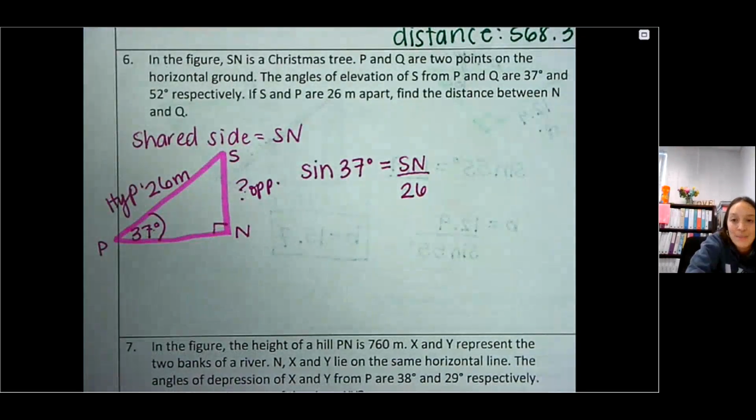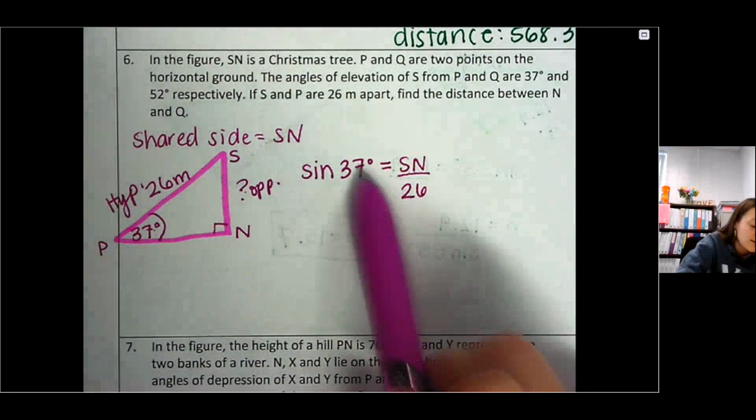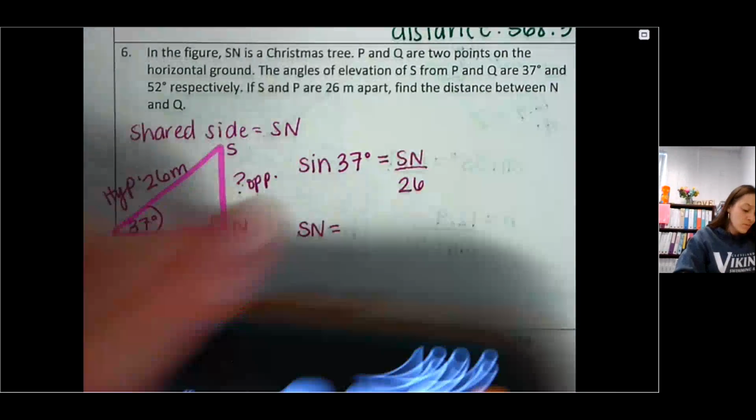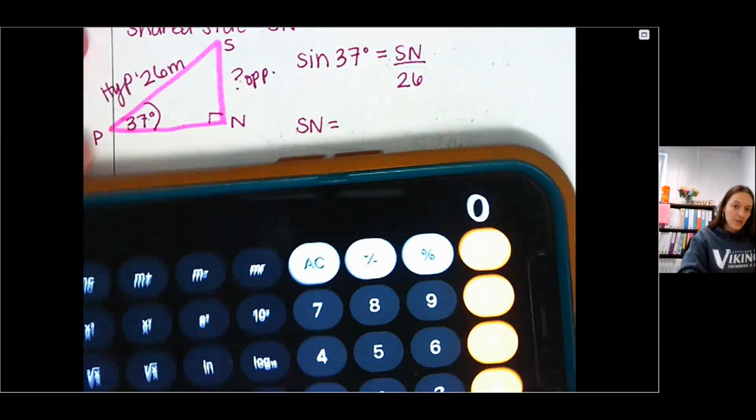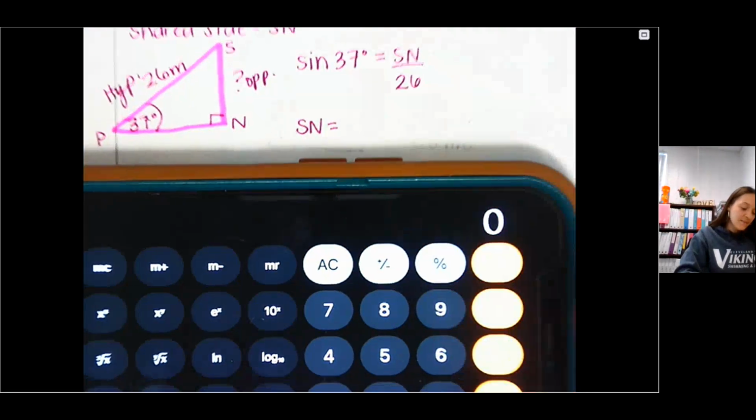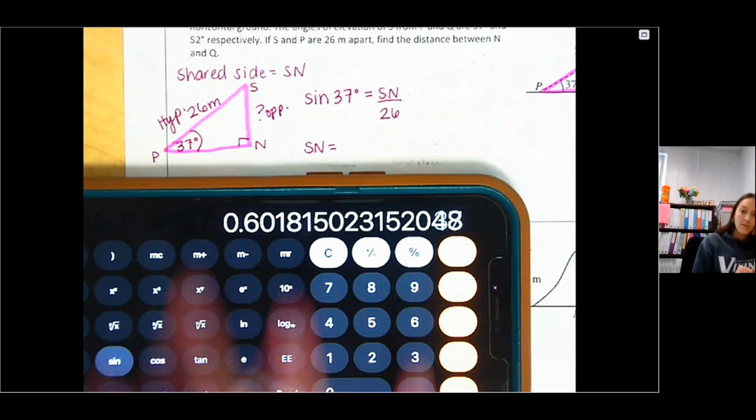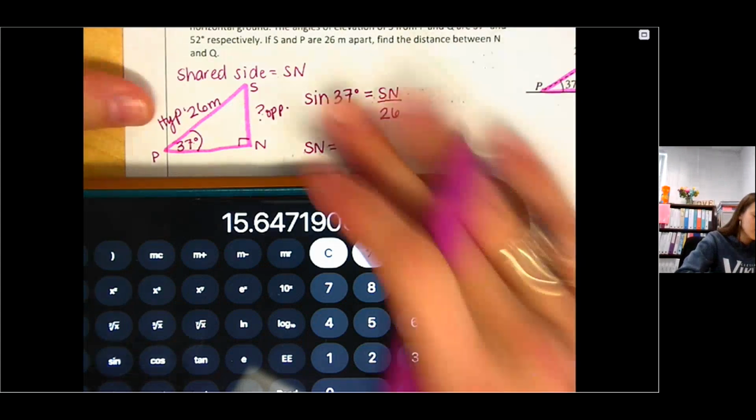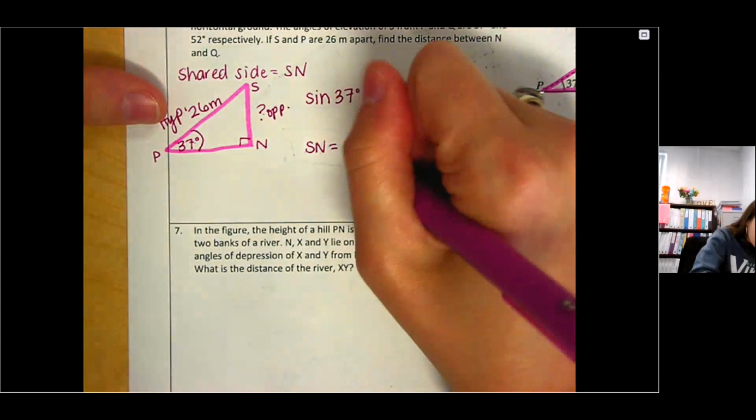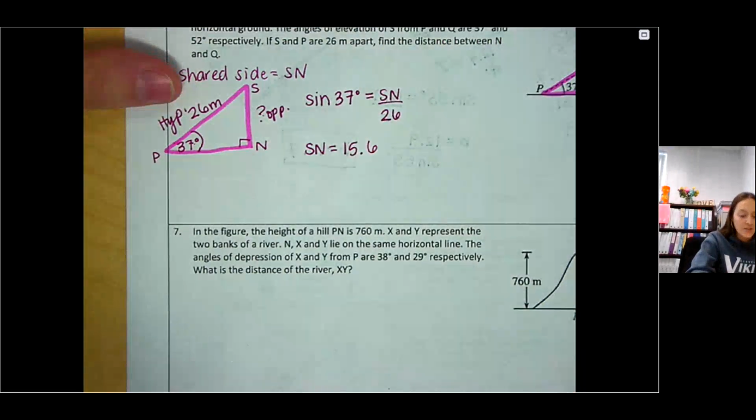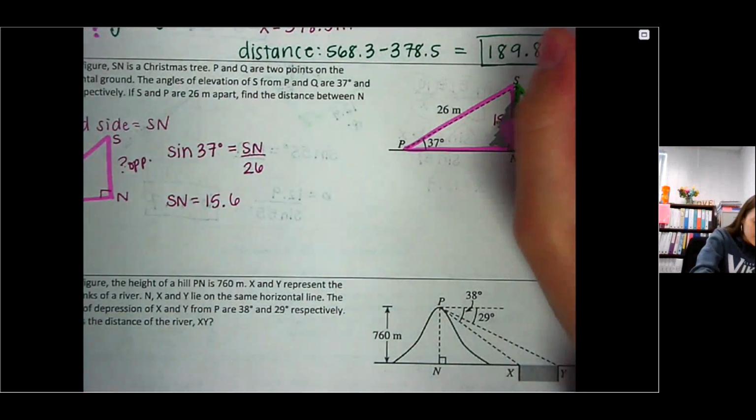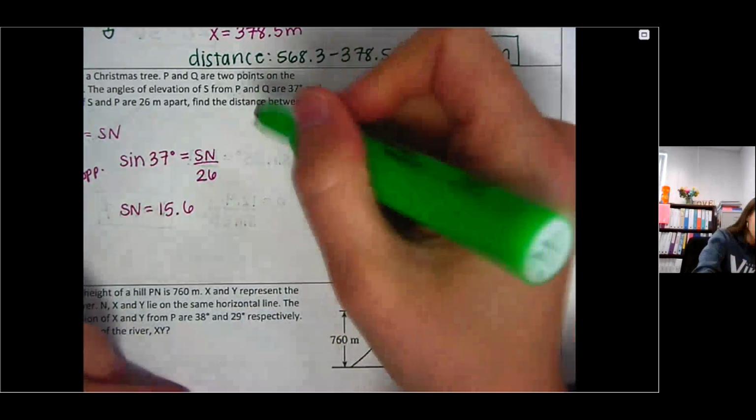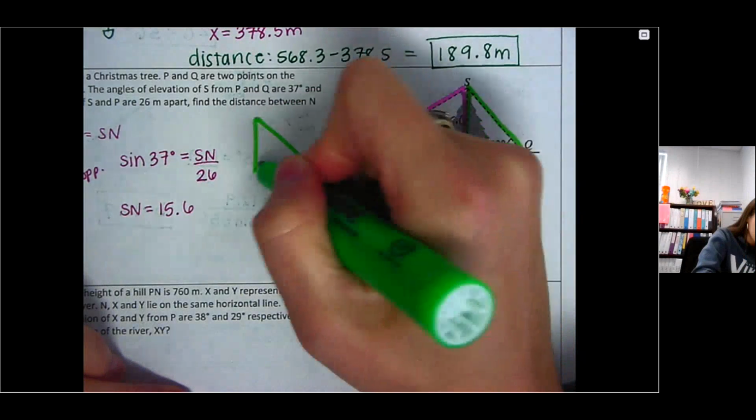Because the variable's on top, all I have to do is multiply these two numbers. So I'm just going to plug it into my calculator. So 37 sine times 26. So side SN is 15.6. Now I'm going to take that answer and plug it into my picture. And now I'm going to look at the green triangle, and I'm going to do the same thing.